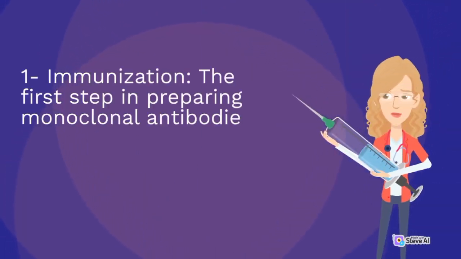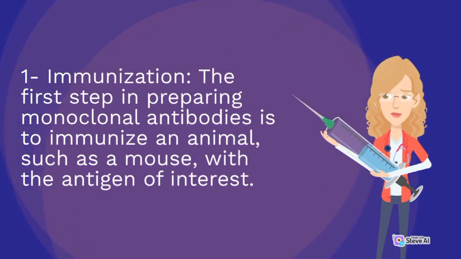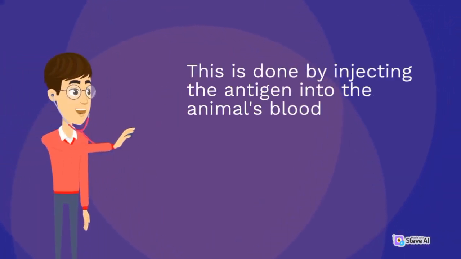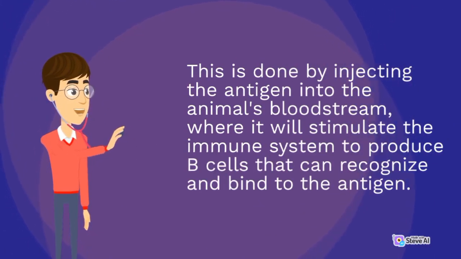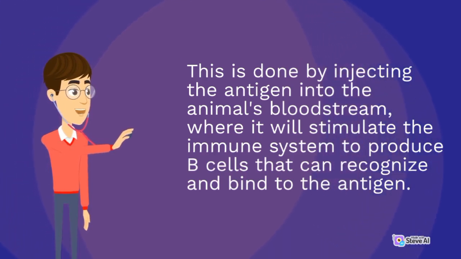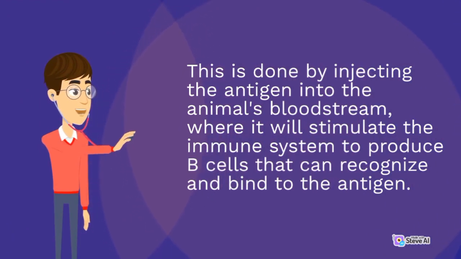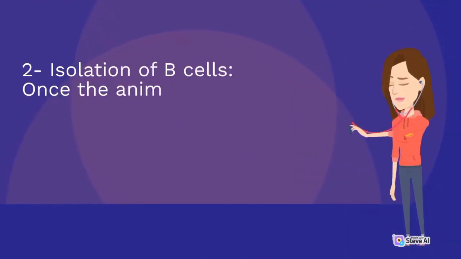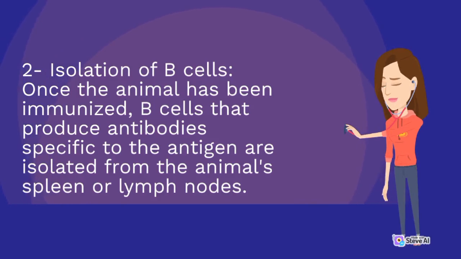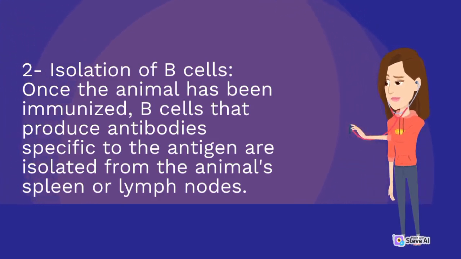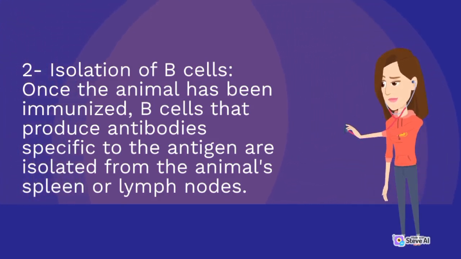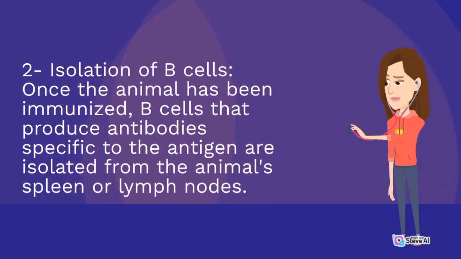1. Immunization. The first step in preparing monoclonal antibodies is to immunize an animal, such as a mouse, with the antigen of interest. This is done by injecting the antigen into the animal's bloodstream, where it will stimulate the immune system to produce B cells that can recognize and bind to the antigen. 2. Isolation of B cells. Once the animal has been immunized, B cells that produce antibodies specific to the antigen are isolated from the animal's spleen or lymph nodes.